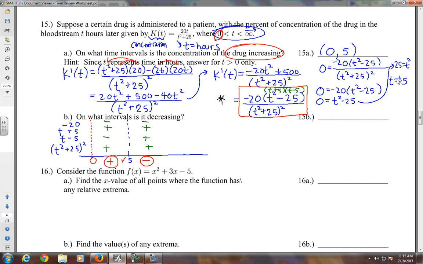On what interval is it decreasing? Well, the derivative went from positive to negative, so it's decreasing beyond that time, from 5 hours until indefinitely. Your body begins to metabolize the drug and reduces the amount in the bloodstream. Okay? So really the same problem we did on number 14, we just had to think a little harder, dealing with the quotient rule, realizing we needed to find those critical values without being asked to, figuring out the sign of our derivative and interpreting that as increasing and decreasing.